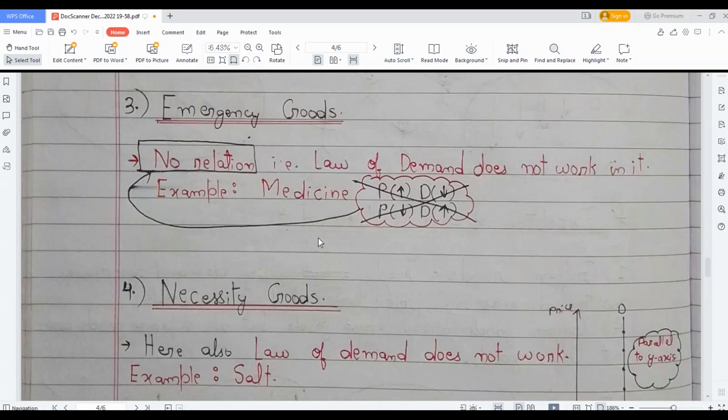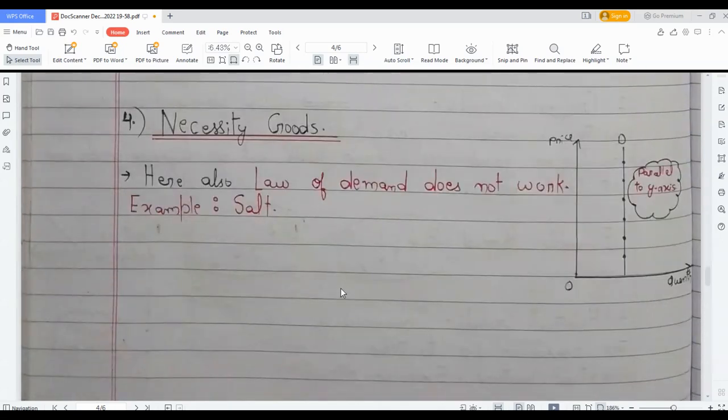Then the last one is necessity goods. Necessity goods are those goods where also the law of demand doesn't work. The demand curve of necessity goods is parallel to the axis. An example is salt. If you are earning 20,000 per month, you consume 2 kgs of salt in a month. If your income increases to 20 crores per month, you will still eat 2 kg of salt only. You cannot increase the consumption of salt. This is a necessity good, an essential good. Thus salt is a necessity good, and here also the law of demand doesn't work.